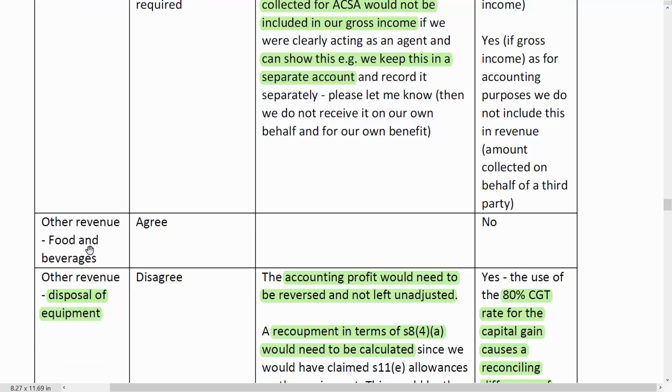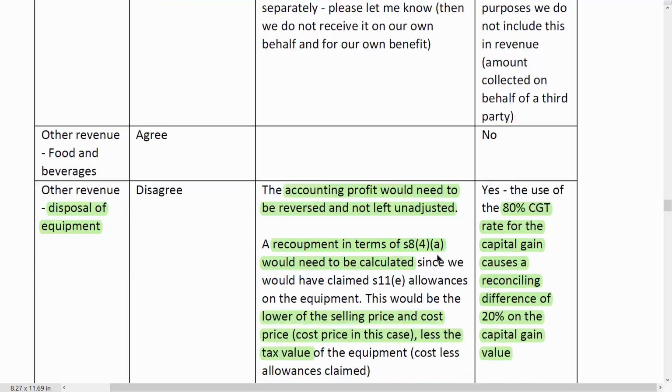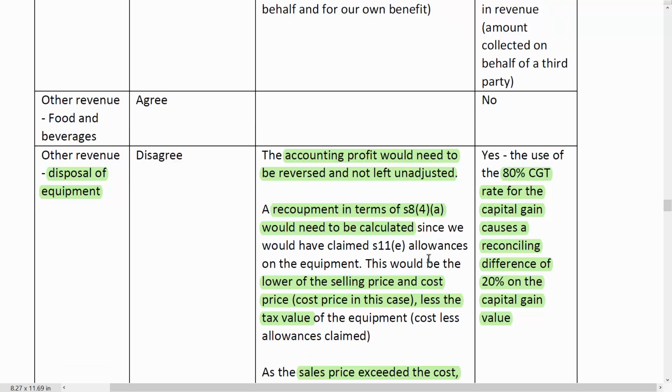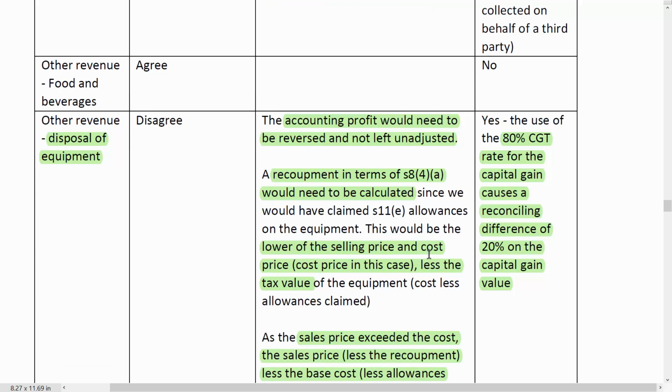Then, on other revenue, which relates to food and beverages, that is correct, and so therefore the candidate doesn't provide any answer. On the disposal of equipment, which is also dealt with in the other revenue, the candidate notes here that they disagree and that there are incorrect elements. The candidate notes the incorrect elements as being as follows. Firstly, the accounting profit would need to be reversed. Secondly, the candidate then identifies, well, that this is the disposal of a depreciable asset, and therefore a recoupment would have to be calculated in terms of Section 8(4)(a).